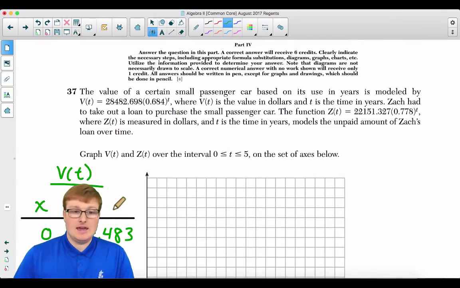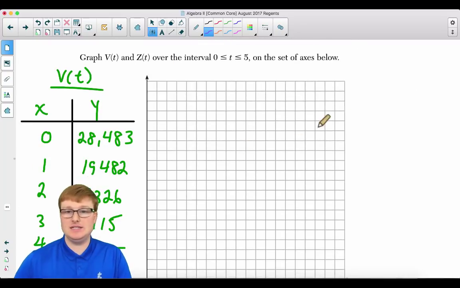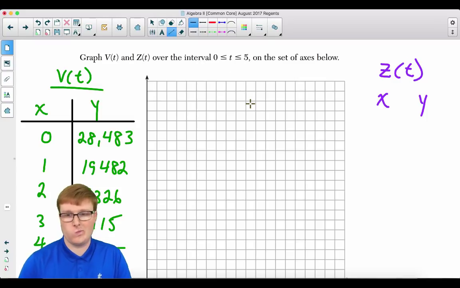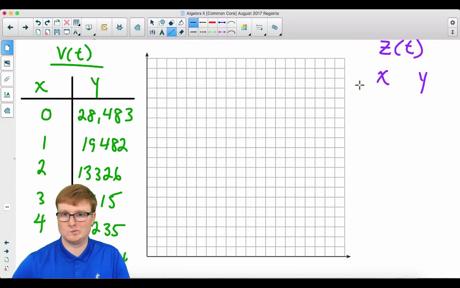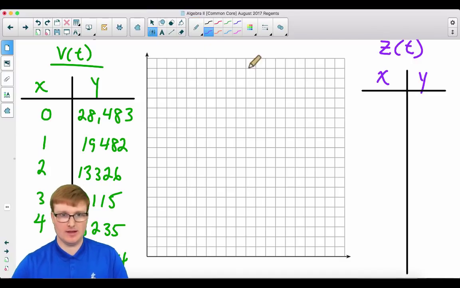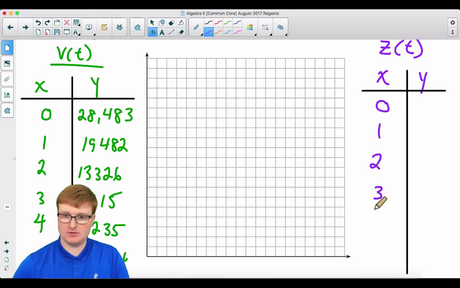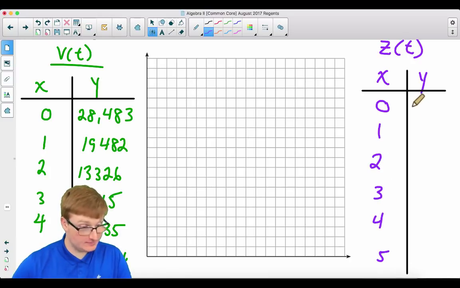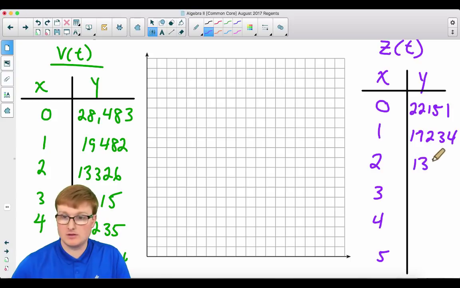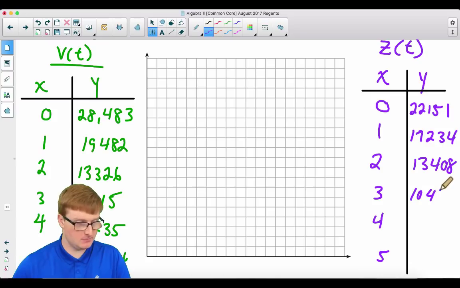Okay. And we have z of t. So this is x and y. Okay. 0, 1, 2, 3, 4, 5. $17,234. So these numbers should match what you have on your paper because you did it already, right? You're not cheating? Just making sure.